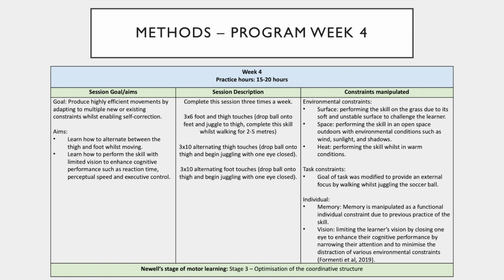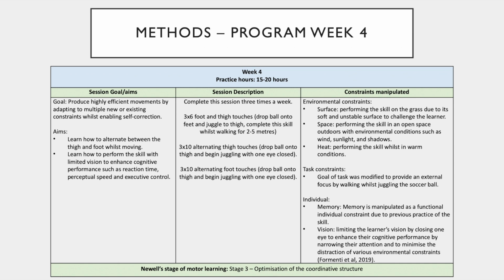Similar to last week, the goal of task was modified to provide an external focus by walking whilst juggling the soccer ball. In addition to this, environmental constraints, such as an unstable surface due to the grass, heat exposure due to the outdoor setting, and an open environment with multiple distractions were manipulated to challenge the learner.